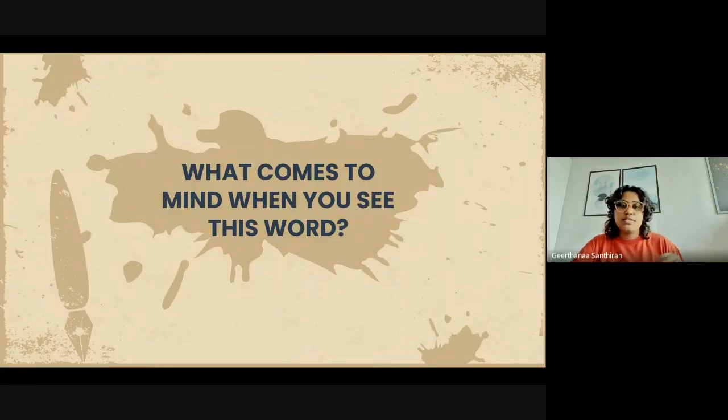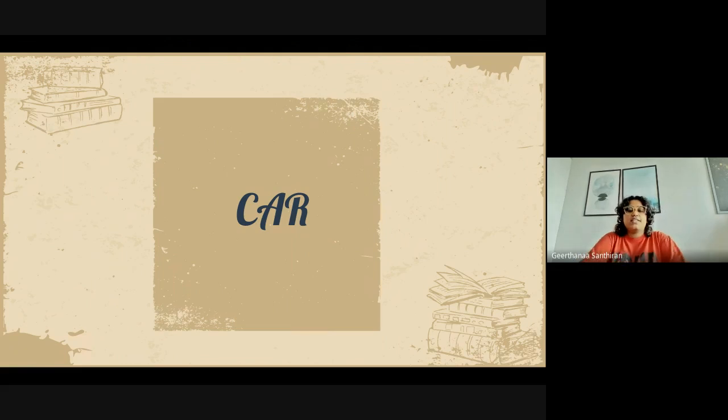And I want you to understand the same goes for words, because words make you think of pictures in your mind, right? What comes to mind when you see this word? So you can take a second, the word car, and yeah, pull up a pencil and paper, do a mind map. Anything that comes to your mind when you think of the word car.